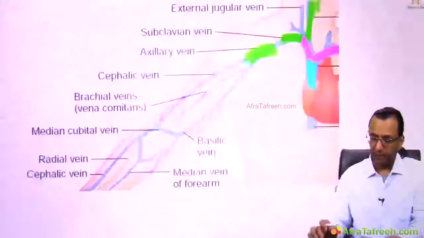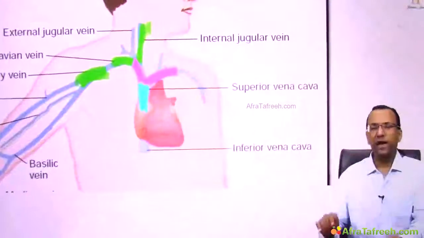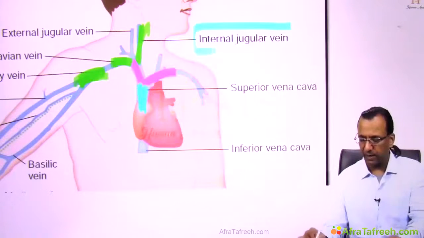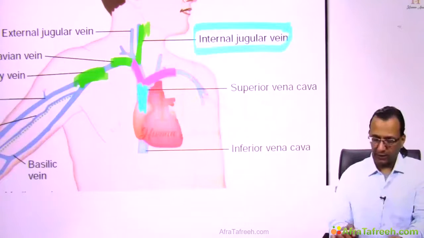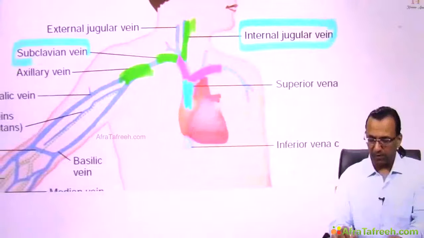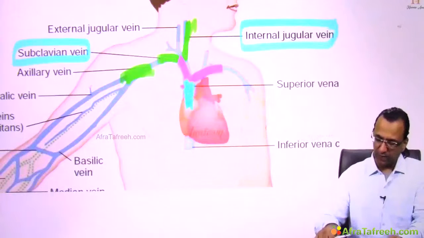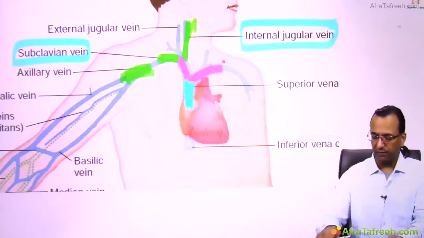So you are telling head and neck drain into the internal jugular vein? Yes, head and neck drain into the internal jugular vein. And the upper limb drains into the subclavian vein? Yes. And then they join to form the brachiocephalic vein. Yes. And the brachiocephalic vein of the right side will join with the left brachiocephalic vein, and together they'll form the superior vena cava. And the superior vena cava will drain into the right atrium.